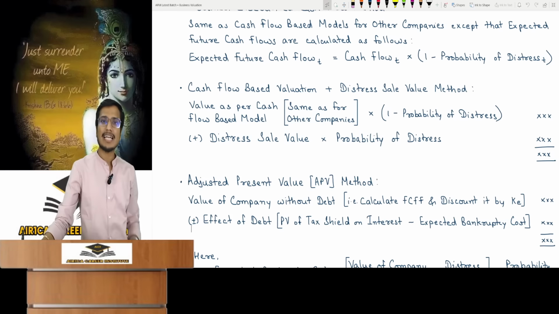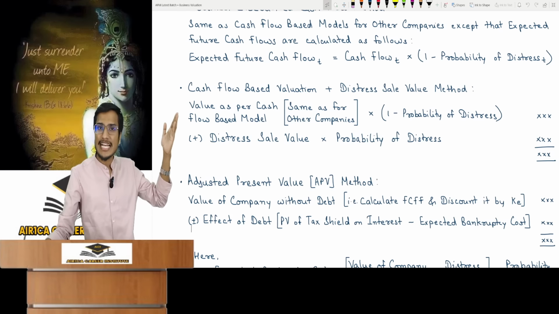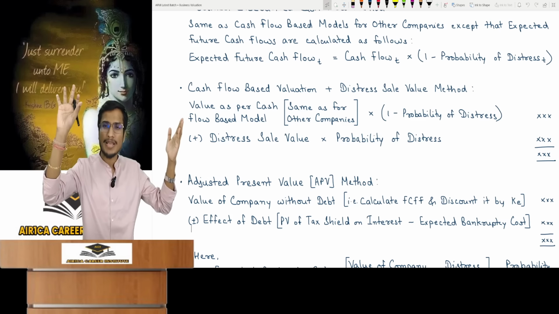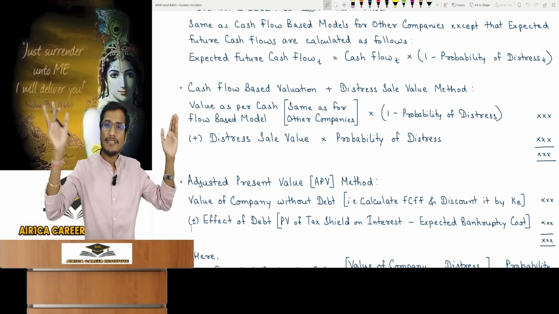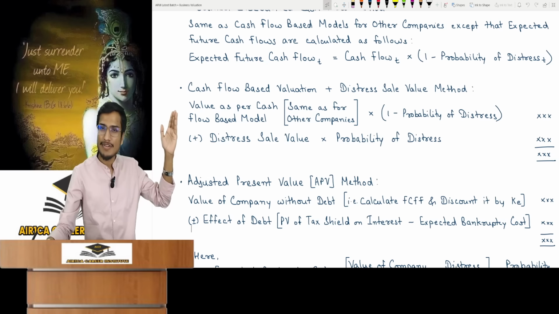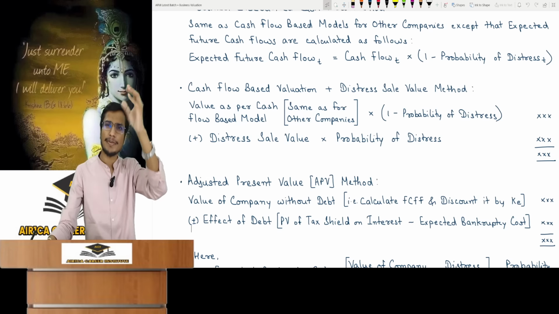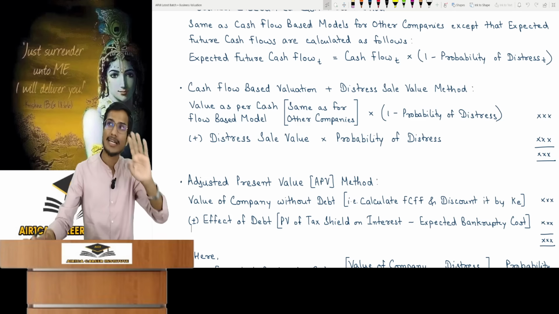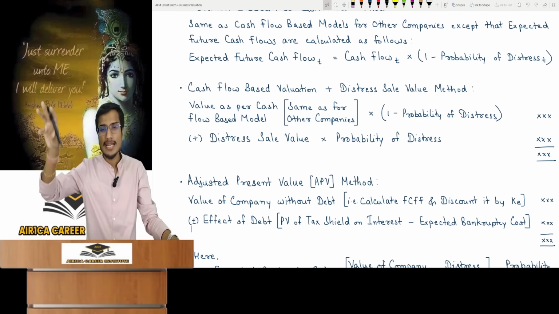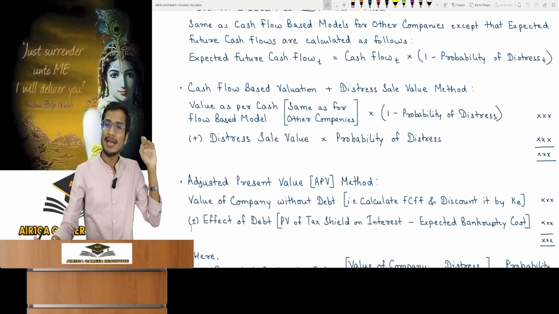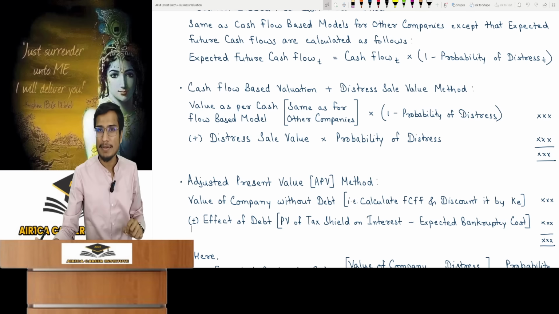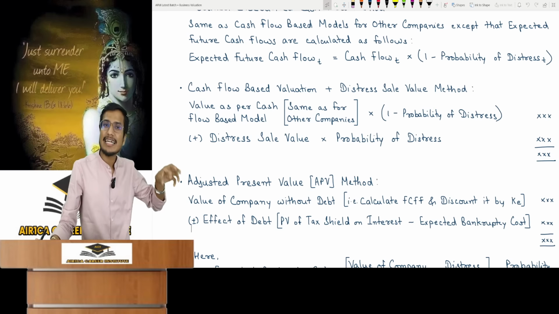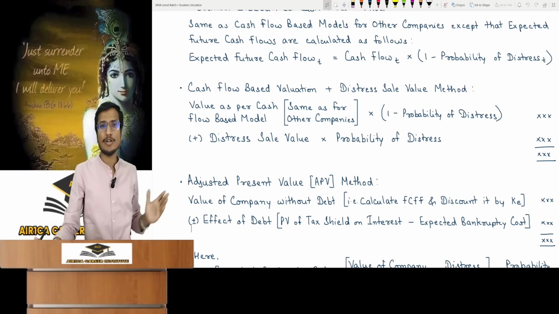In this method, you will calculate the value using the cash flow based model, whether FCFF or FCFE. For FCFF, the firm's value calculated using the cash flow model is the same as for other companies. Don't modify the cash flows at all. Take the FCFF, take the WACC and calculate the PV. Multiply this by 1 minus distress probability. To this, add the distress sale value multiplied by distress probability. This yields the distressed firm's value.